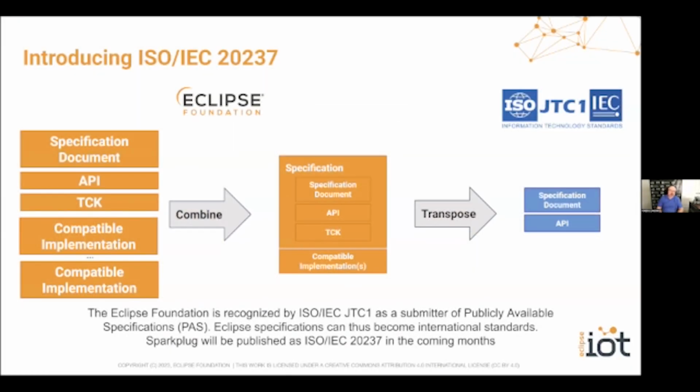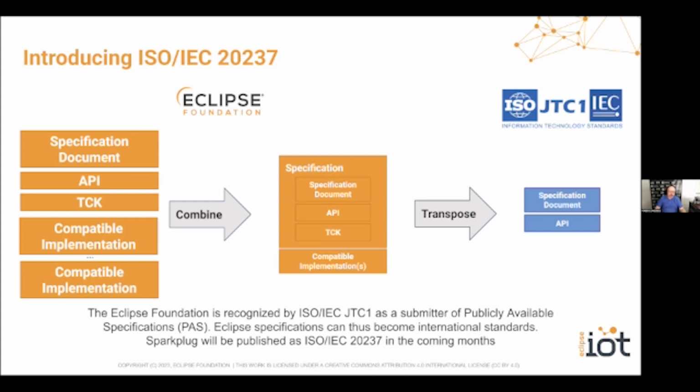And one of the great things about Sparkplug is that it is literally the first step that the Eclipse Foundation took in the world of international standards. What we did is essentially that the Eclipse Foundation obtained the status of publicly available specification submitter at ISO/IEC JTC1. And since then, we submitted Sparkplug as an international standard. And I have the pleasure to say that back in May, the ballot to approve Sparkplug as international standard was successful. Of course, JTC1 is a big bureaucracy, so it will take some more months before it is officially published. But we are getting there.